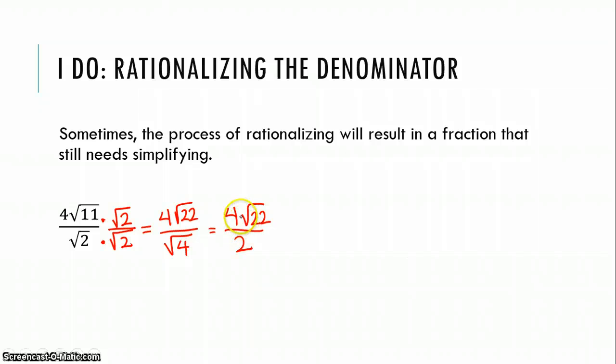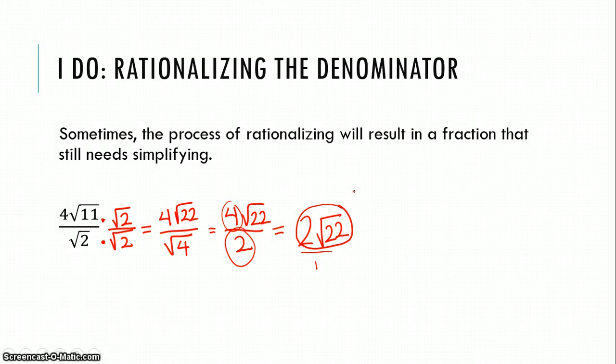So the thing I want you to notice is, I have a number outside of a radical and a number outside of a radical. I need to simplify those if possible. Just like any fraction, 4 over 2 would be 2, and then root 22. The denominator would be 1. You don't really need to put that.